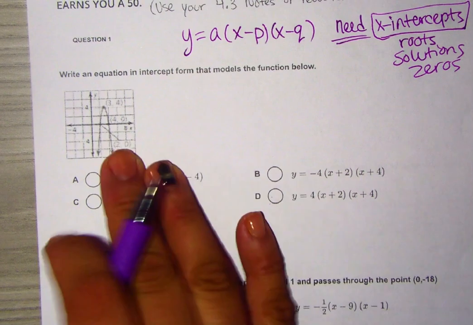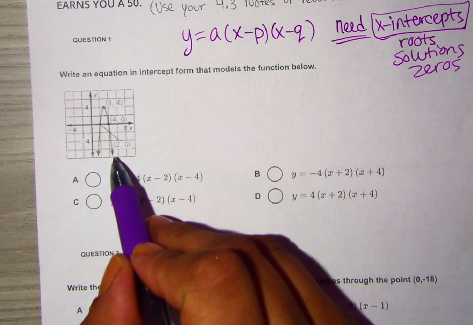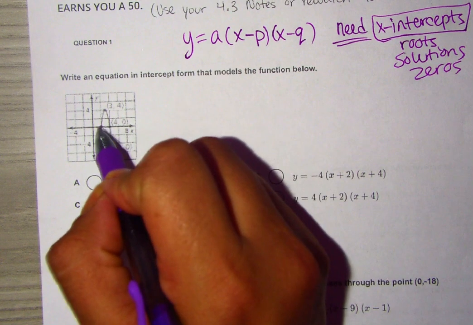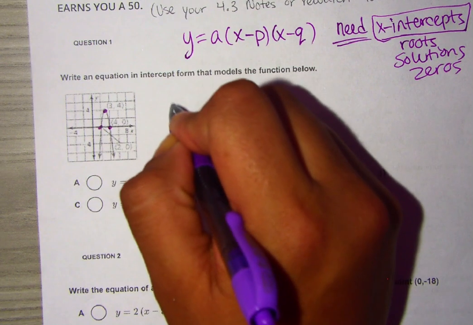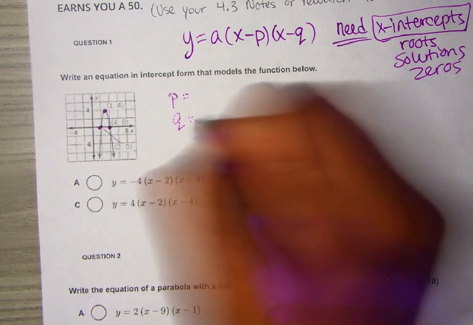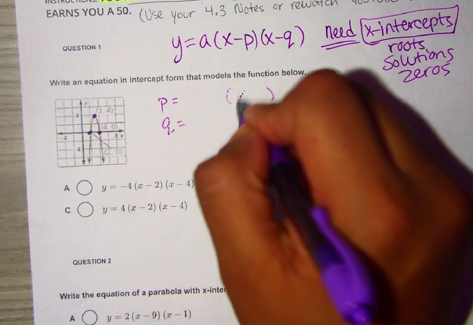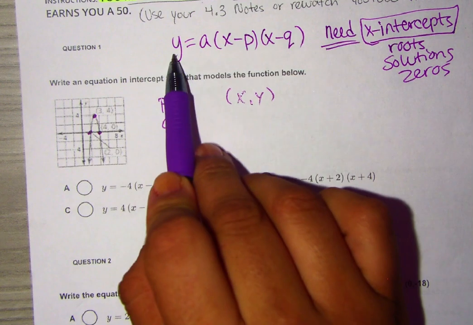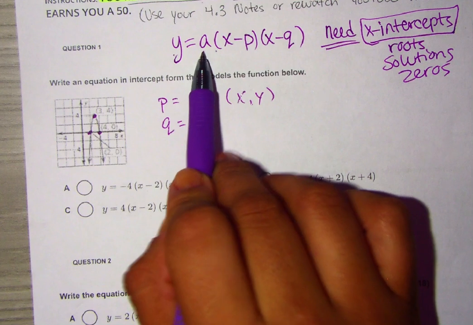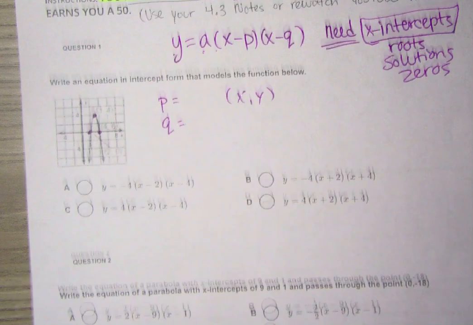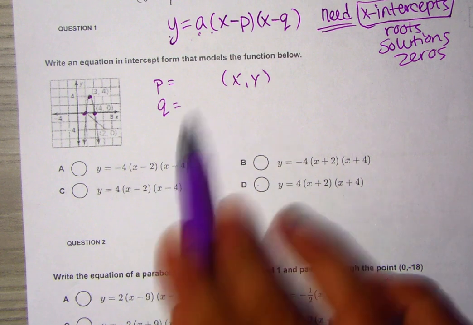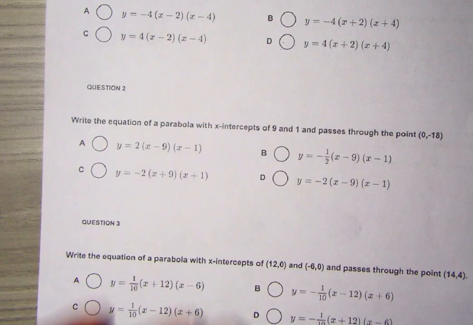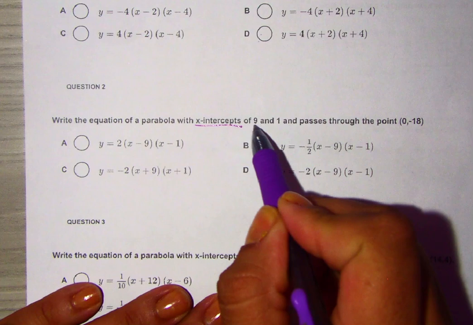So for example, number 1, they're giving you the graph, and if you analyze it carefully, you have right here 2 x-intercepts and then a point. So you're going to use the 2 intercepts to label your p and your q, and then that point is going to be your x comma y value that you're going to replace in the equation for you to solve for a. Once you solve for a, you just look for the answer choice that has that, and also your intercepts.